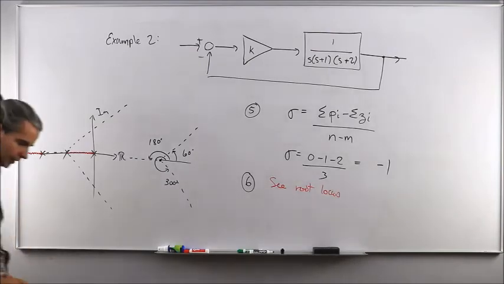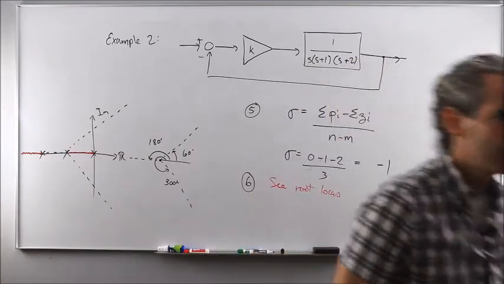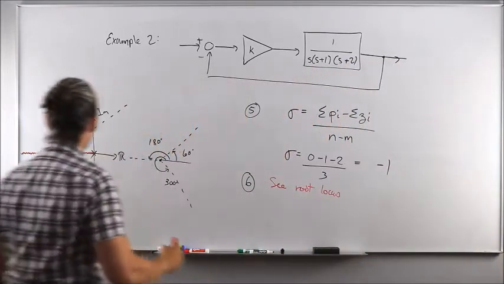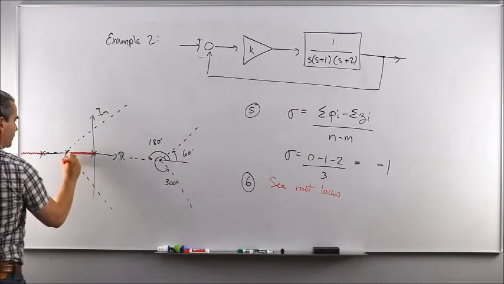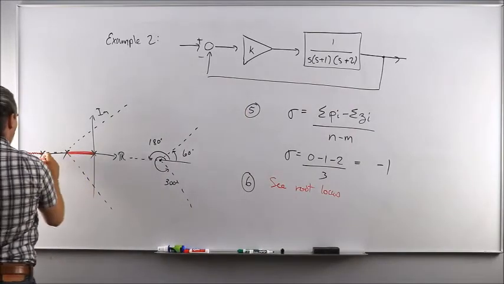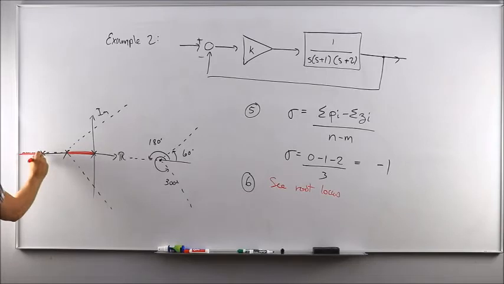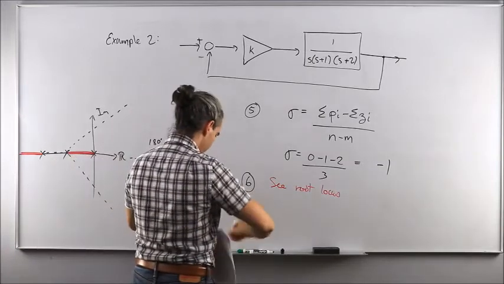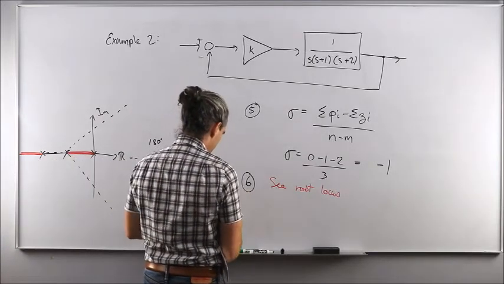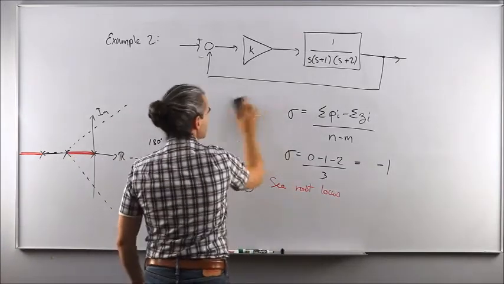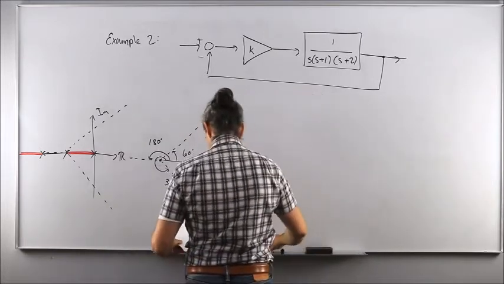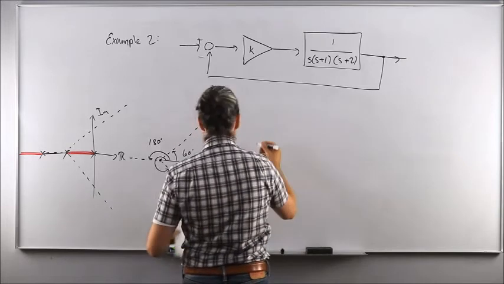Okay? Can you see the difference in color? Yeah, not super obvious on camera. So all here was in red, and that part from the third pole all the way to minus infinity in red again. Okay? That was step 6. Making good progress. Step 7. Step 7 is breakaway, break-in points.